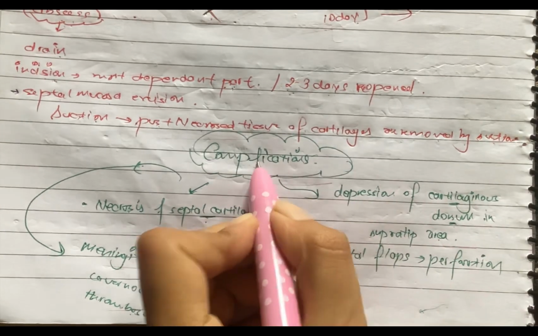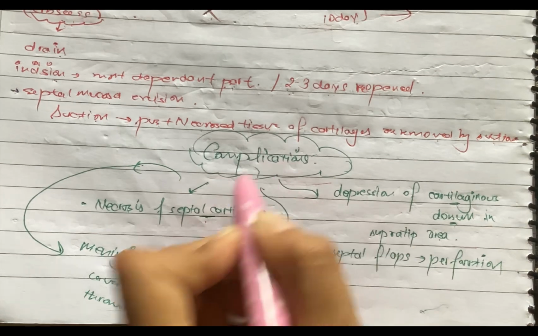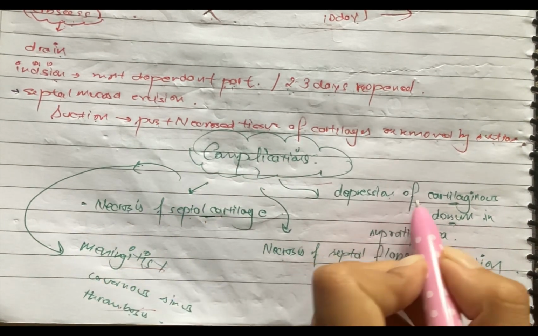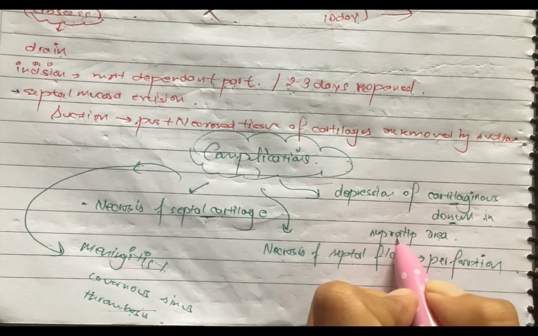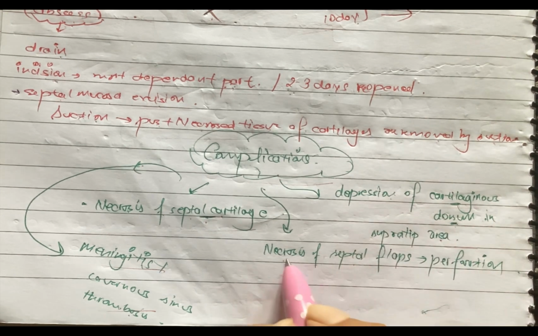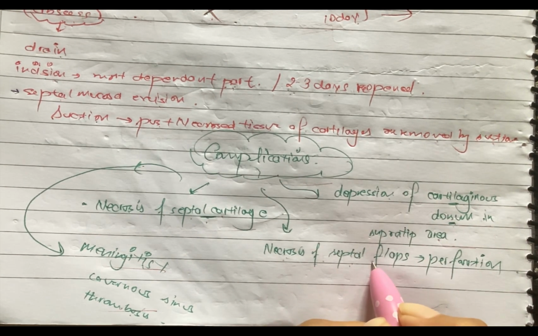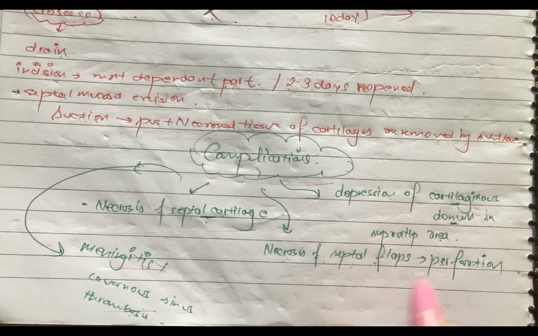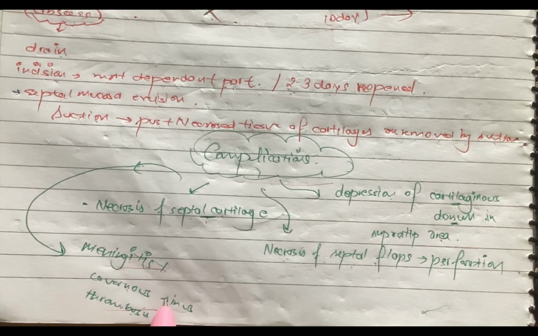Now moving on to the complications, there could be necrosis of the septal cartilages, which often results in the depression of the cartilaginous dorsum in the supratip area and may require augmentation rhinoplasty 2 to 3 months later. And there could be necrosis of septal flaps that may lead to the septal perforations. And it can also lead to the meningitis and cavernous sinus thrombosis.